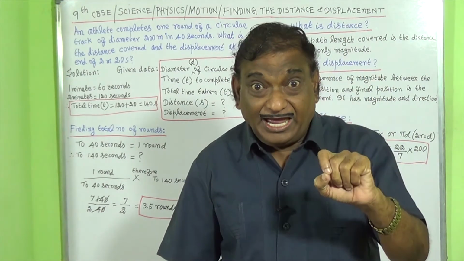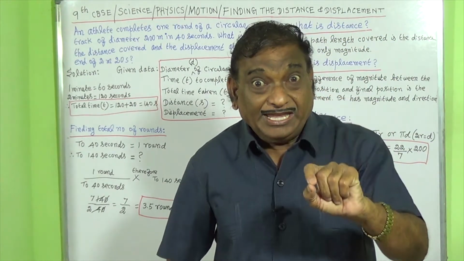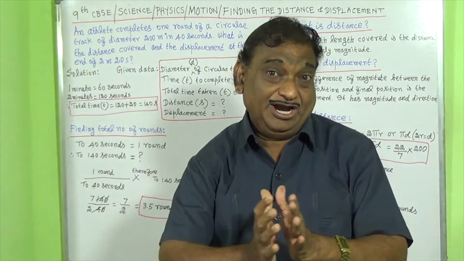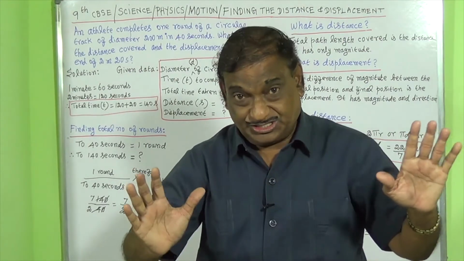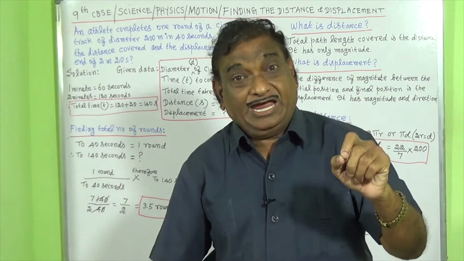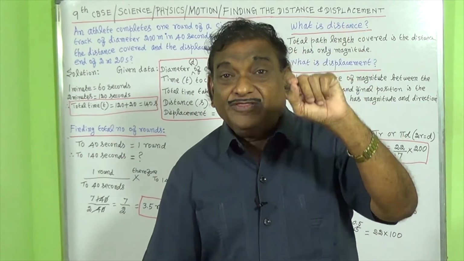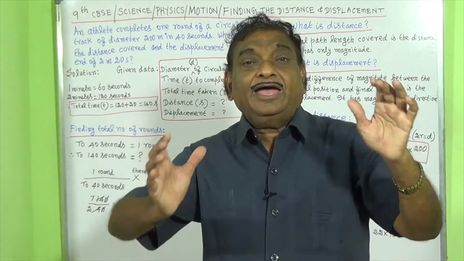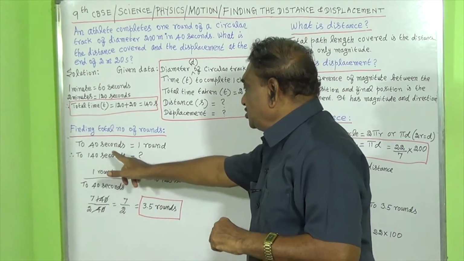After finding the number of rounds he completed, we can find the total distance covered by him. Otherwise, we cannot find the distance. In the sum, the total rounds completed have not been supplied. We have to find the total rounds completed by him from the given information. So that is why we are writing this equation.